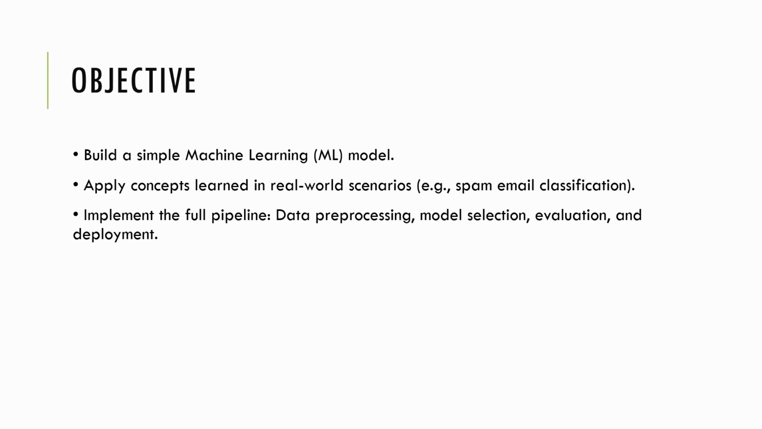The primary objective of today's mini project is to create a simple machine learning model. We will apply the concepts we have learned over the past few weeks, focusing on real-world applications like spam email classification. By the end of the project, you will understand the full pipeline of machine learning from data pre-processing to model deployment.